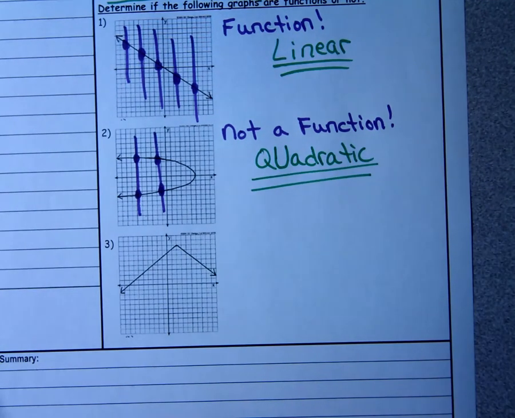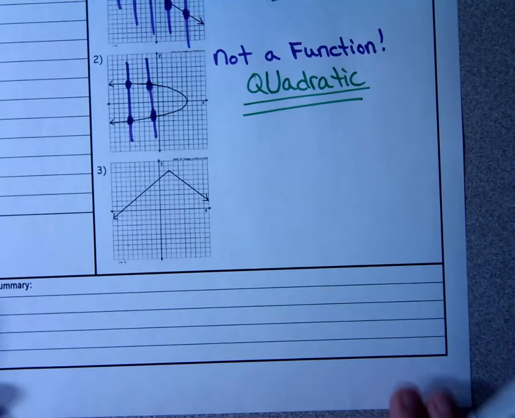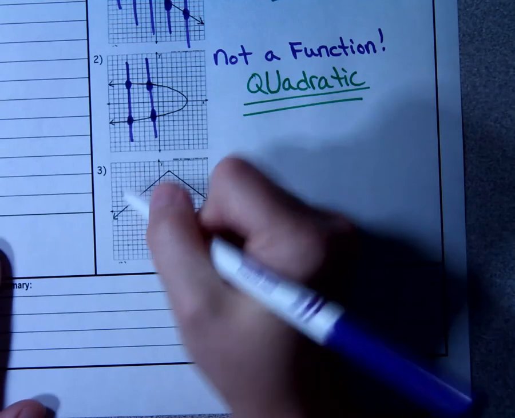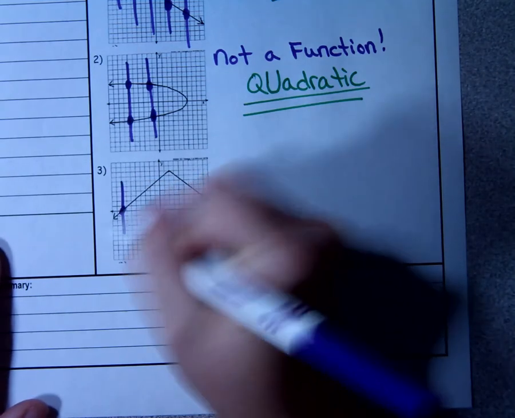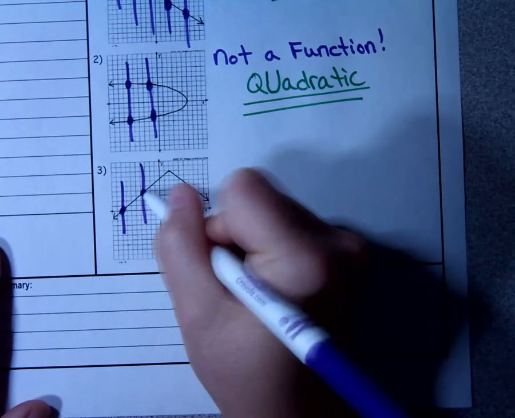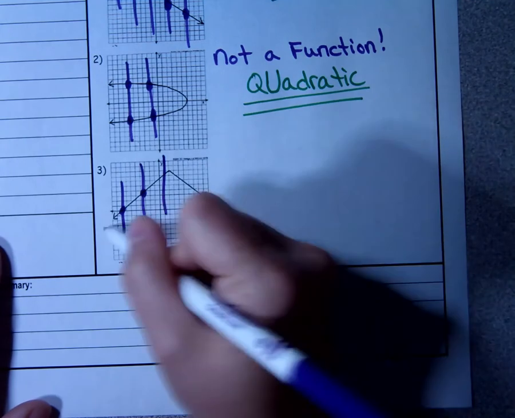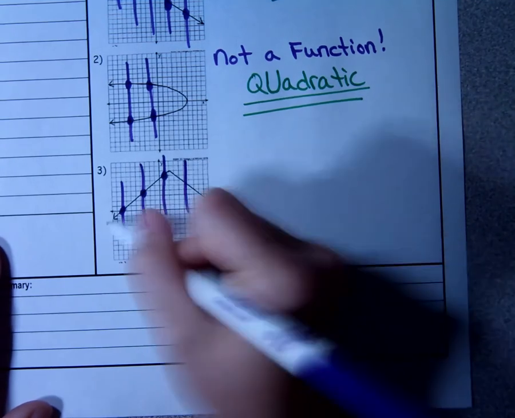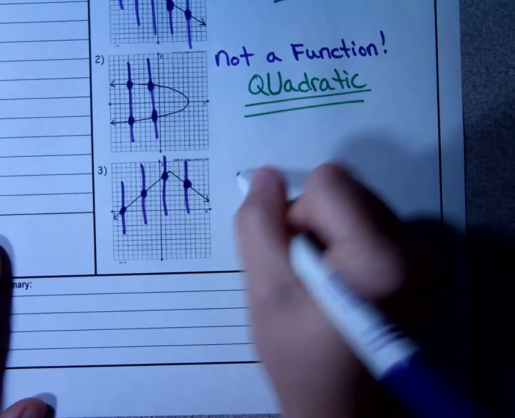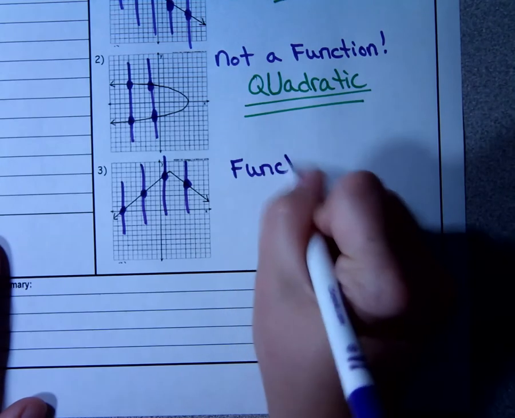Okay, let's look at number three. What would you tell me about this? Is this a function? It is. This vertical line only crosses my graph once. Only crosses my graph once. So this is an example of something that is a function.